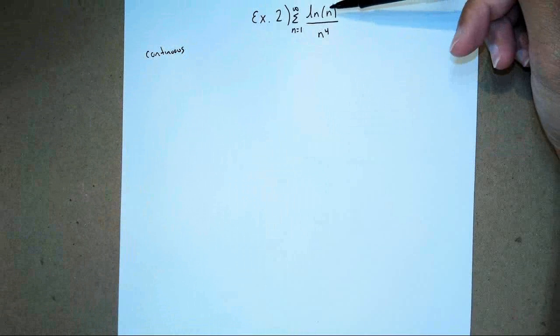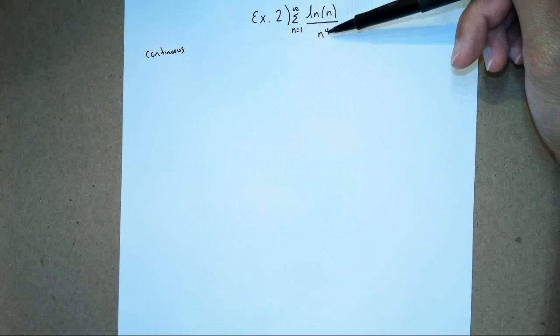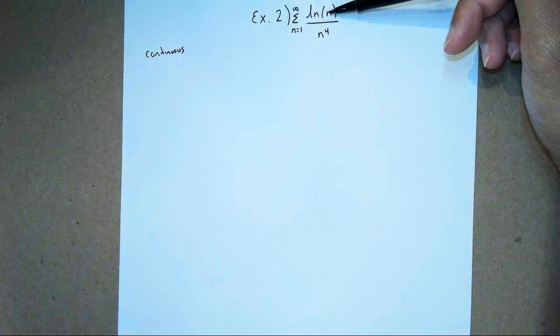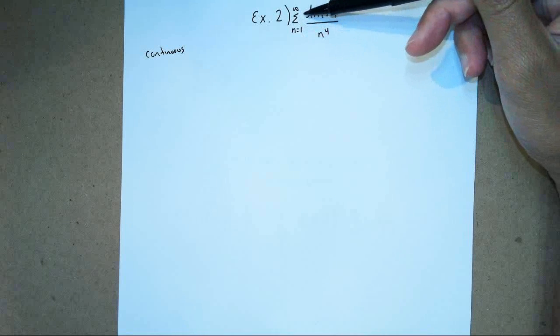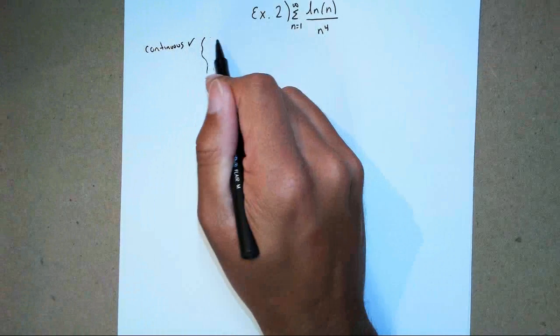ln of n is continuous everywhere for every number greater than 0. And you have to go back to working with pre-calc graphs. And n to the fourth, the only number that can't be used is 0. Both of these numbers, this is greater than 0, this is 0, meaning that this does not fit in this bound. So that means that this is going to be continuous. So check mark. Now we have to figure out if it's positive.